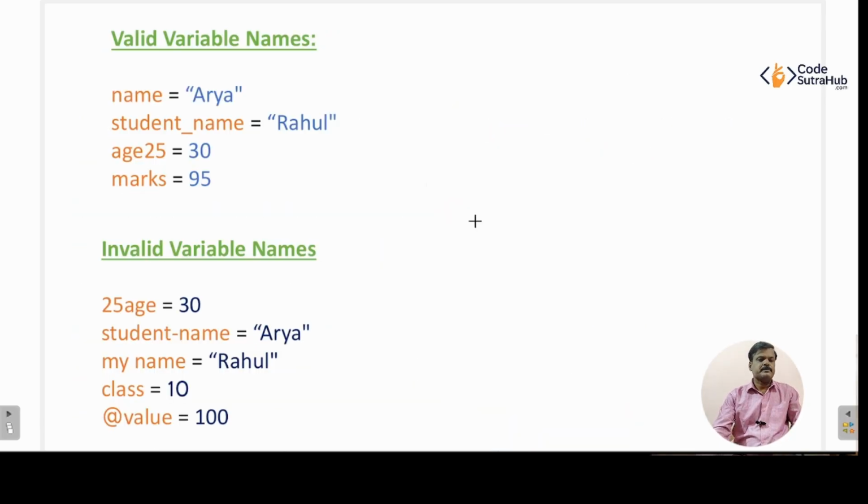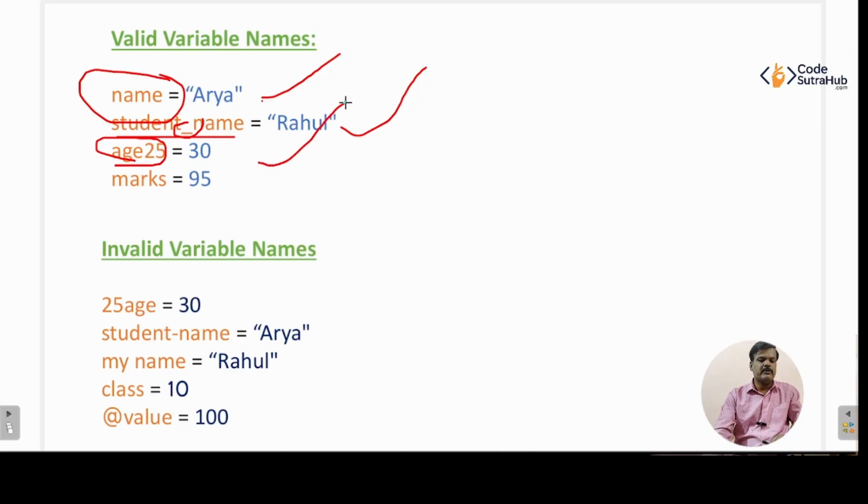Next, we will see some valid variable names and invalid variable names. The first one is name. This contains only alphabets, so this is a valid variable name. The second one is student underscore name. This is also a valid variable name, because it contains alphabets and underscore. Next, the third one is AS25. This contains alphabets and digits. This is also a valid variable name. Next, marks only contains alphabets. This is also a valid variable name.